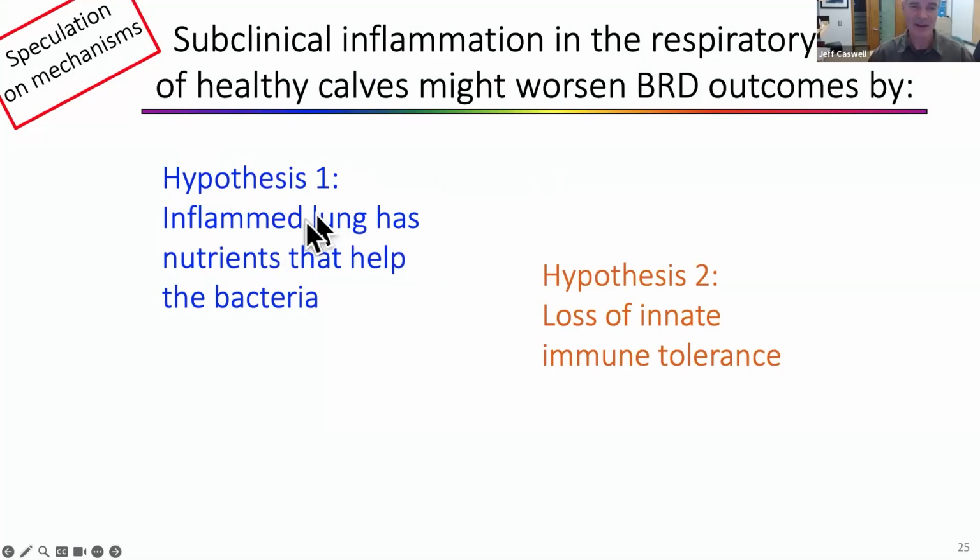First, we thought maybe inflammation within the lung. When we get inflammation within the lung, we know that proteins from the blood that normally can't enter into the lung tissue, those proteins can leak from the blood into the lung, and perhaps those proteins from the blood or other substances in the blood can help the bacteria grow within the lung tissue. The second hypothesis is that there is a loss of innate immune tolerance, and that's kind of a complicated word, and in the next slide I'm just going to explain what I mean by that.